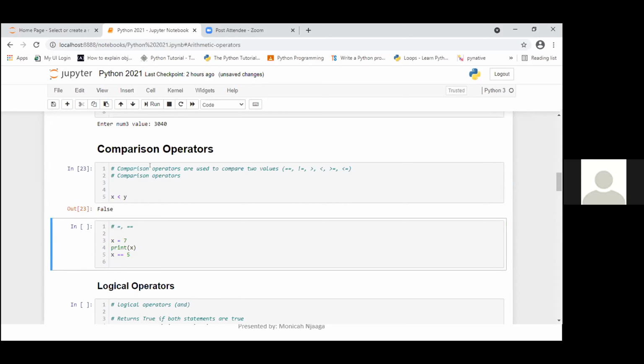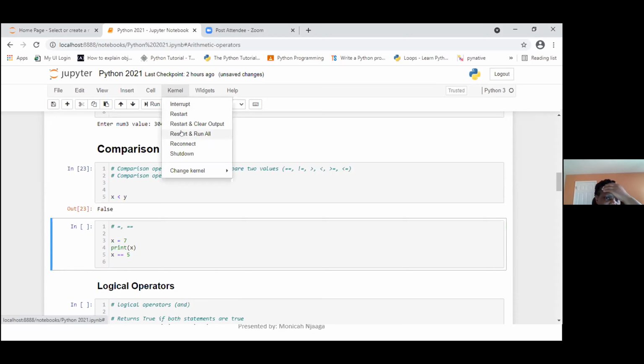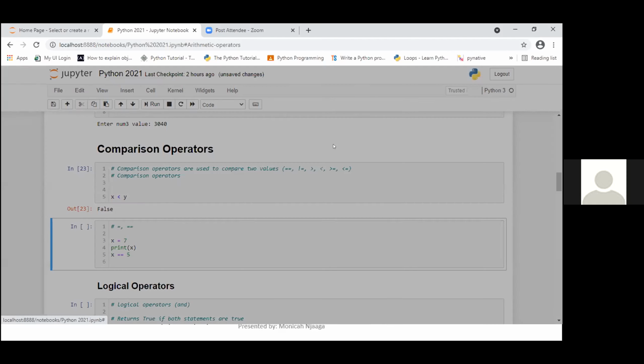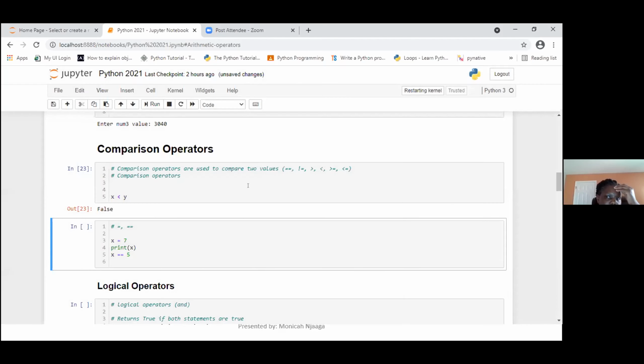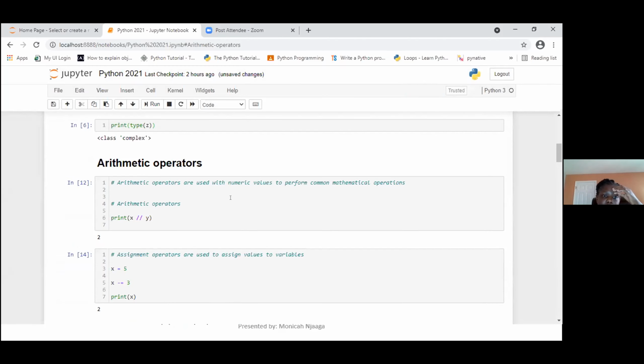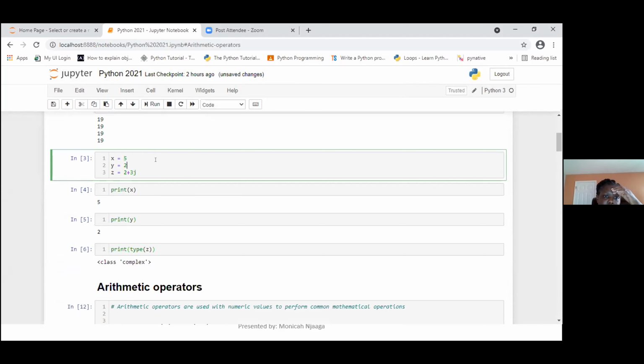The cell again. I'm sorry? Oh yeah, I think I need to restart the kernel. Restart the kernel or something, yeah. And this is something that you see, especially when you're running Jupyter notebook. It kind of runs out of memory.